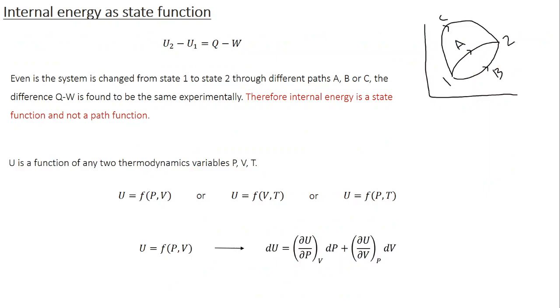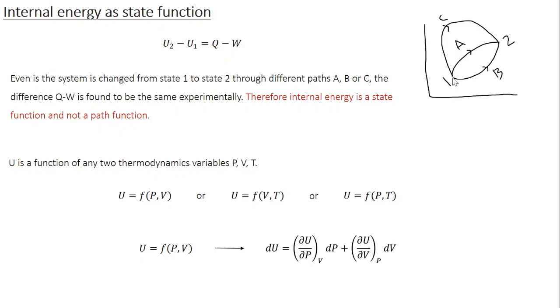Now, imagine that you have a system residing in state 1. You are supplying heat energy Q to the system. So, amount of work W is done in moving it from state 1 to state 2. And from the first law of thermodynamics, I can write change in internal energy U2 minus U1 equal to Q minus W.